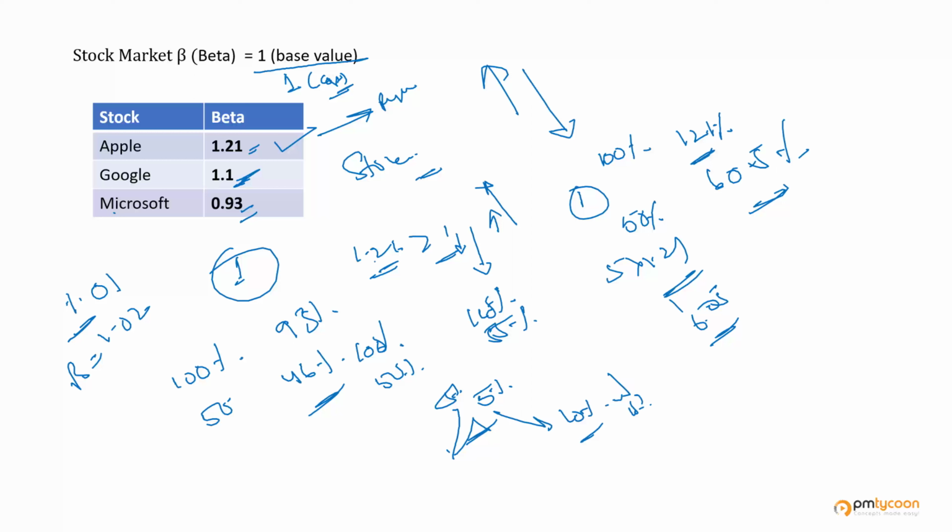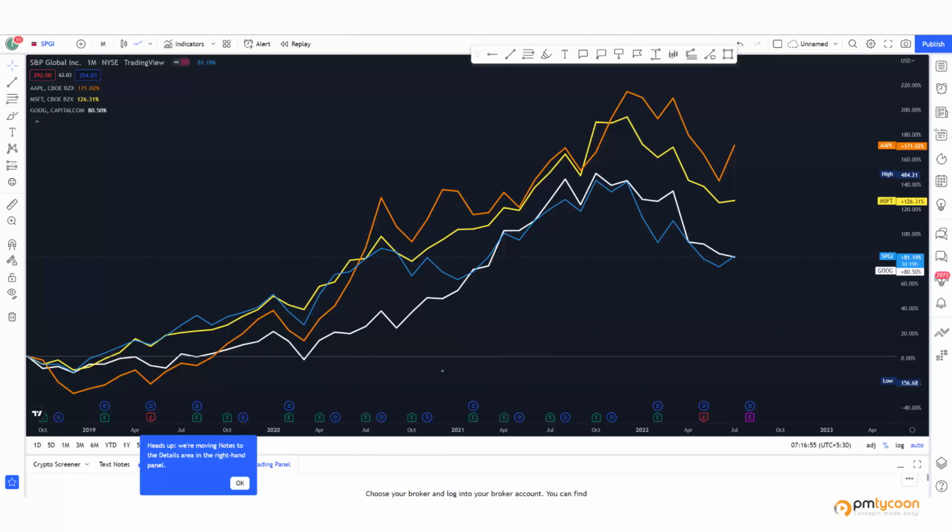Whereas these stocks with high beta values, when the market goes up, they really jump high. When the market comes down, they really jump down. So I hope you got the concept. What we are really going to do is try and understand by looking at this real graph.